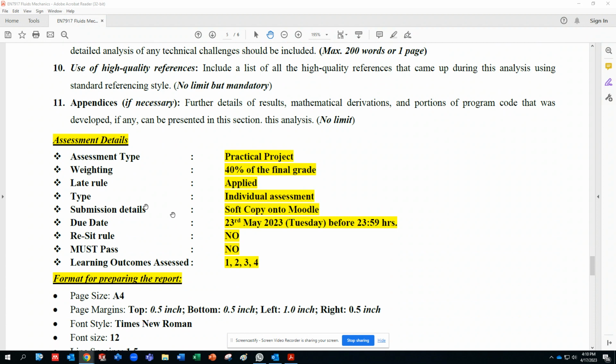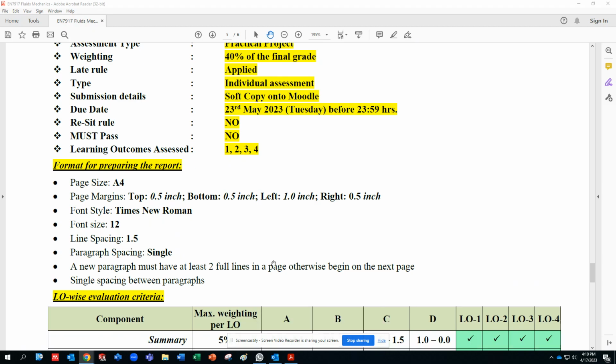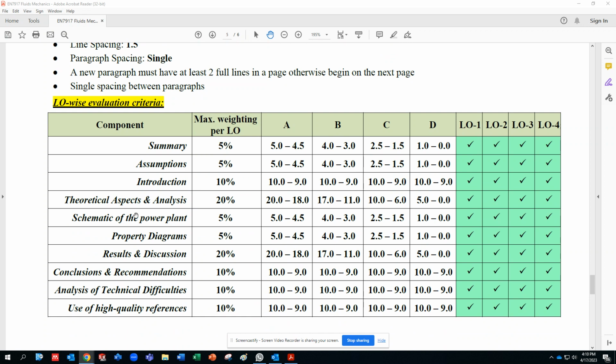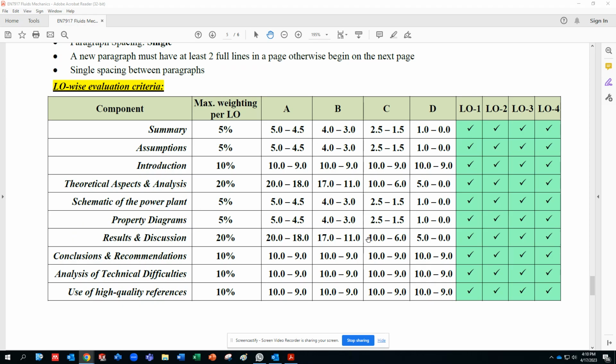Now, with regards to assessment details, it is 40% of your final grade, and late release applied. You must submit before midnight of 23rd May, and it is an individual assessment. You will submit a soft copy onto the Moodle page. No receipt rule. There is no must pass, and all four learning outcomes will be assessed. Same format that we already followed for the blended learning, which is A4 size, page margins, font style, etc. And again, you can use this learning outcome wise evaluation criteria for each and every rubric component. This is how your report will be graded.